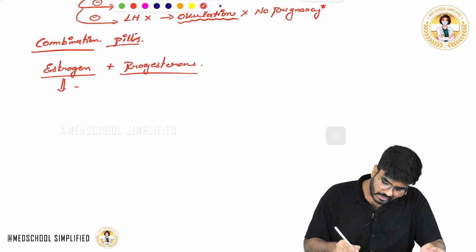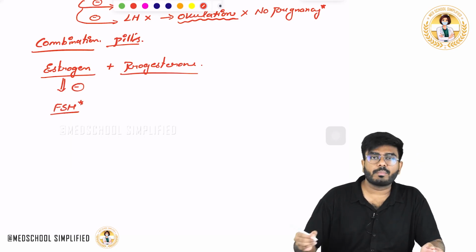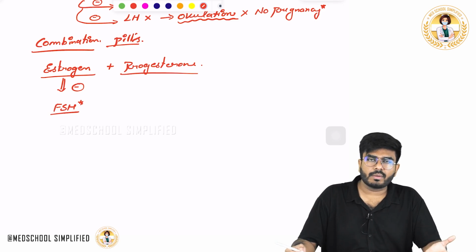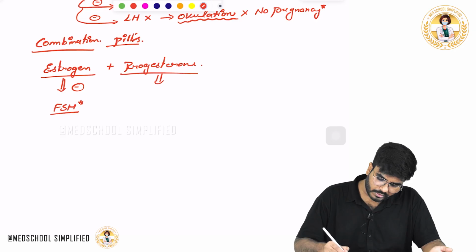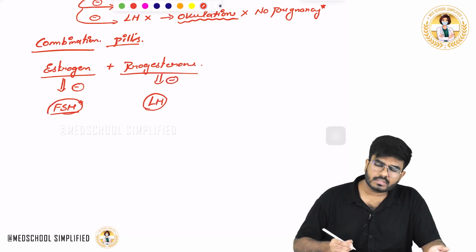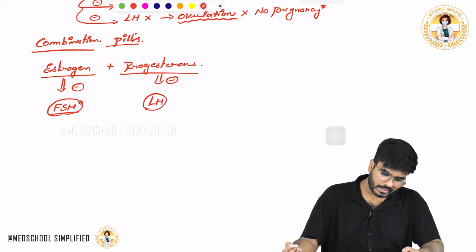So these estrogens, what will they give? They will give the negative feedback to FSH. Without FSH, there is no follicular development, no follicular maturation. Now, the progesterone is going to give the negative feedback to LH. Without LH, there is no ovulation. Simple. Without that, pregnancy cannot occur.